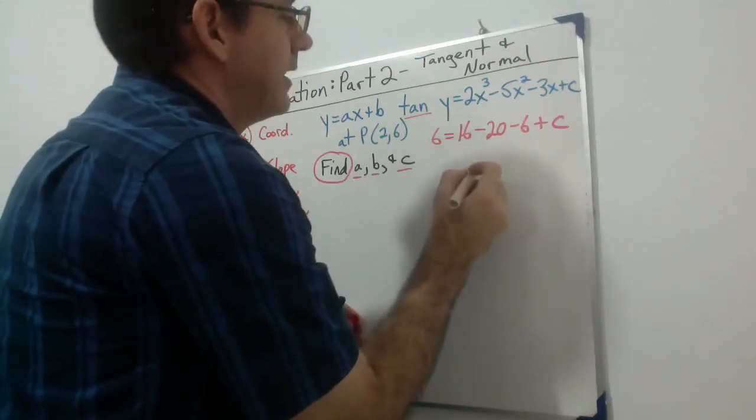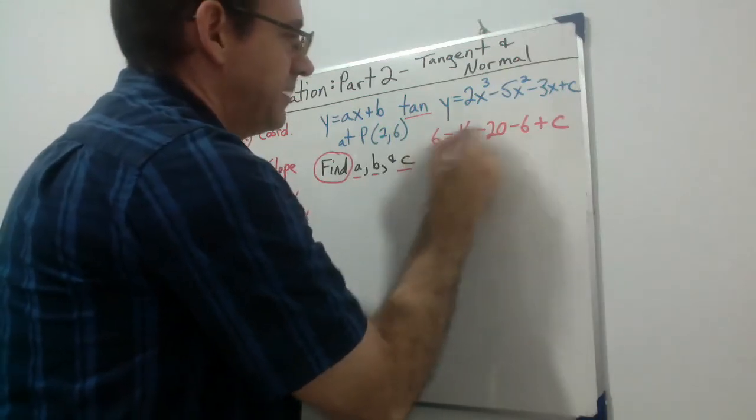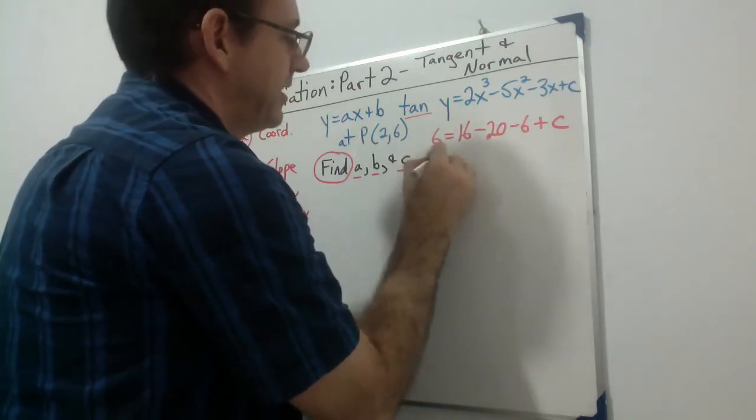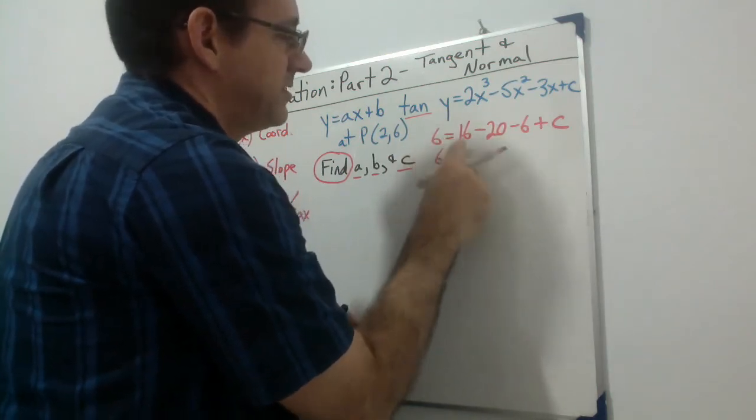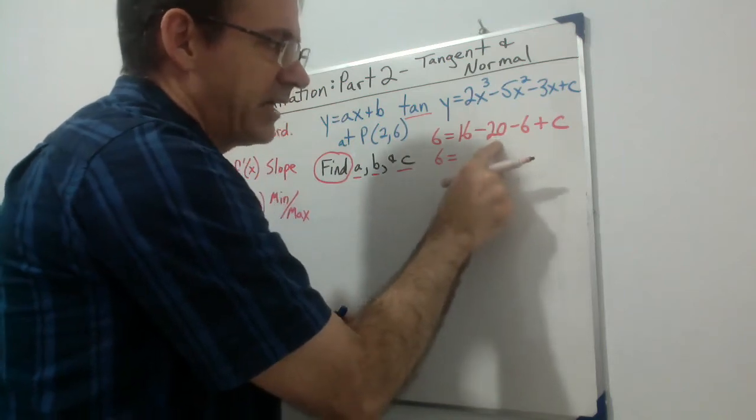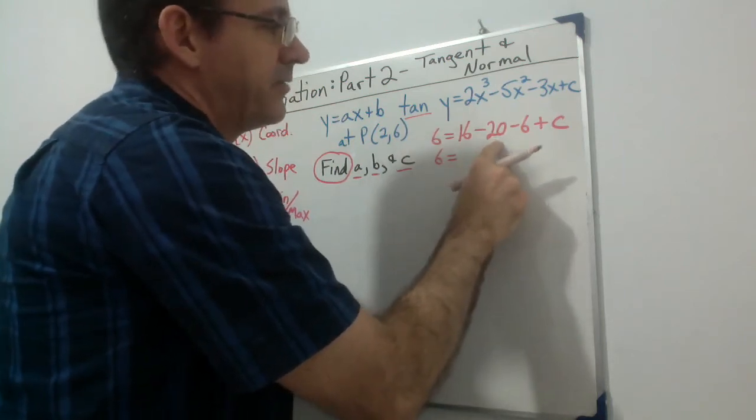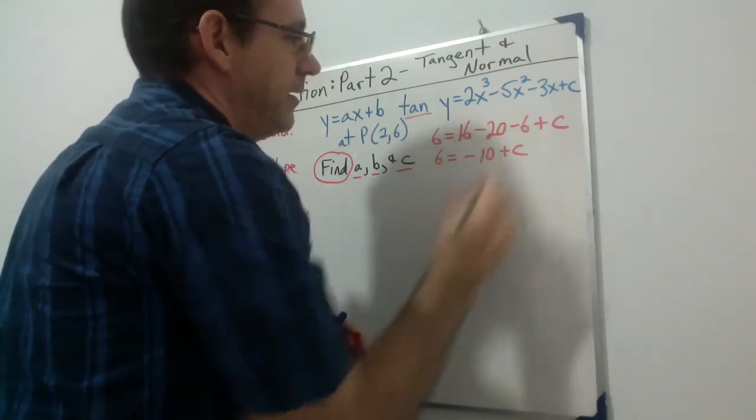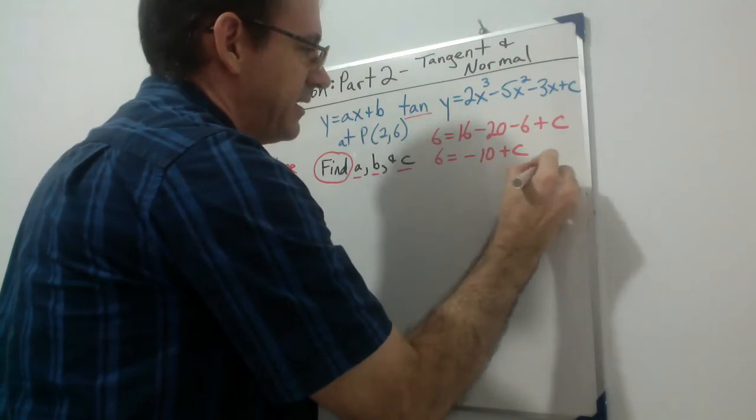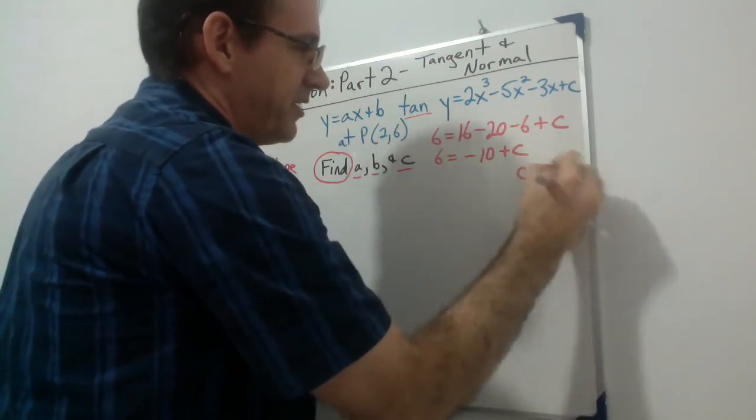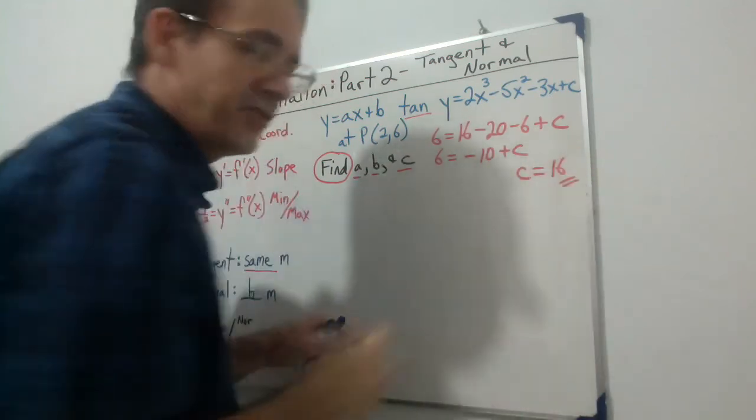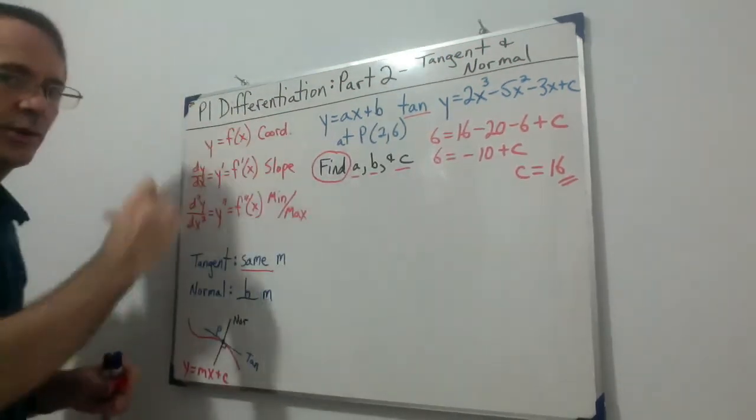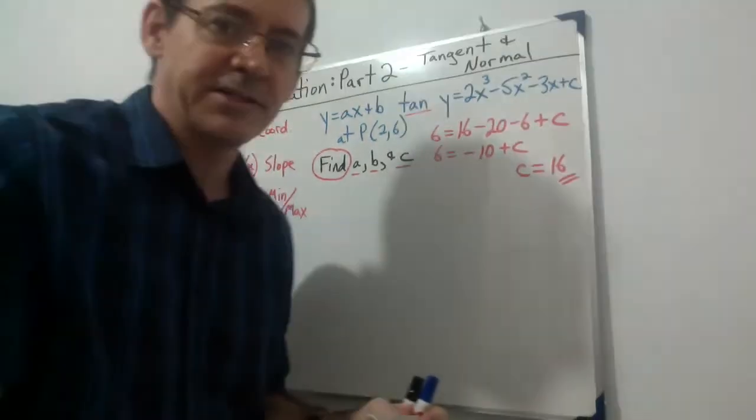So if we simplify this a little bit, here we have 6 equals 16 minus 20, which is -4. -4 minus 6 is -10. So that means C equals, add that to the other side, 16. So there's one of our answers right there, because we know that coordinates deal with the original equation, okay?